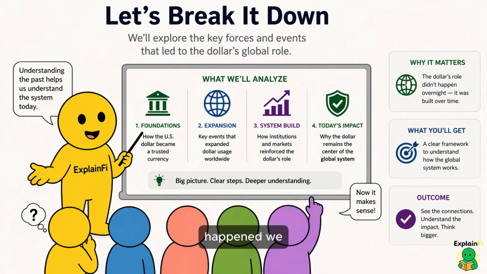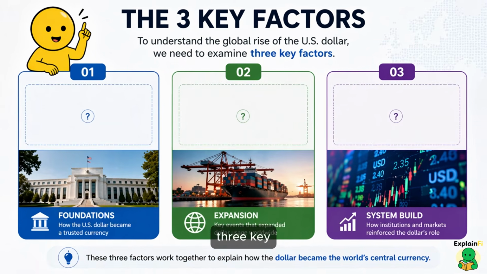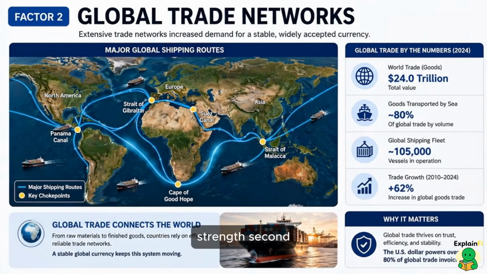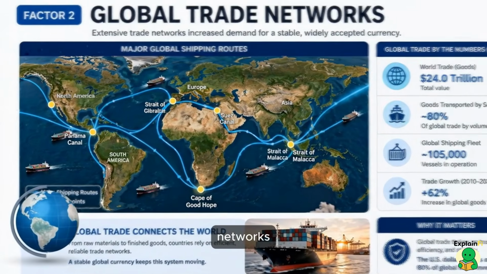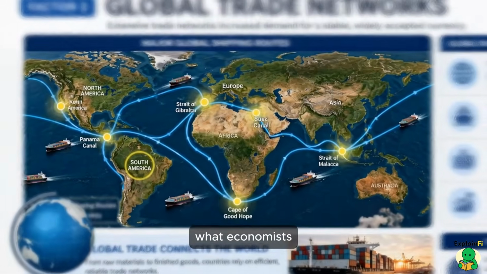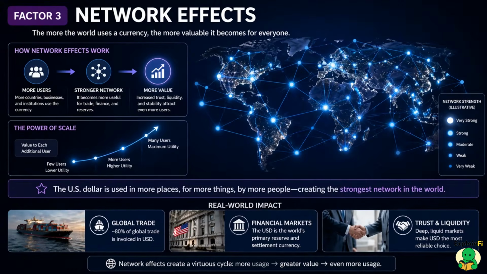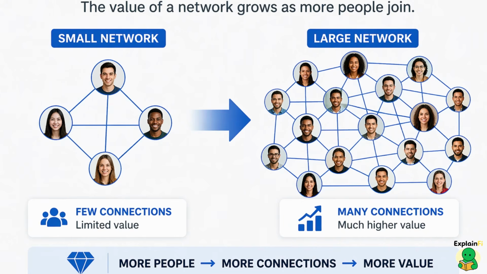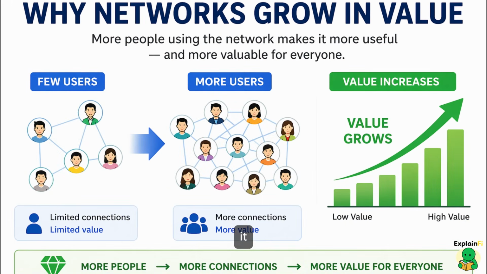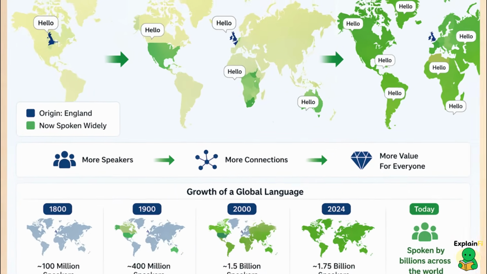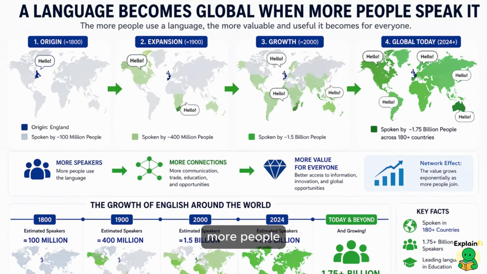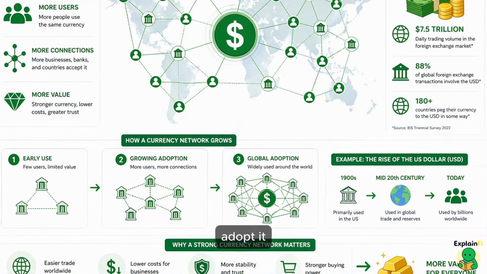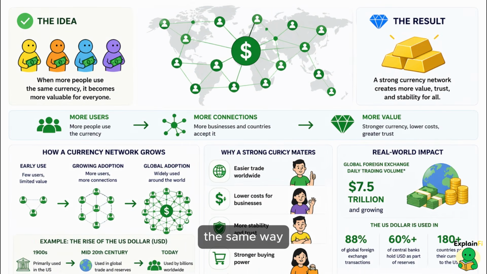To understand how this happened, we need to look at three key factors. First, economic strength. Second, global trade networks. And third, what economists call network effects. A network effect happens when a system becomes more valuable simply because more people use it. For example, a language becomes global when more people speak it. A technology becomes dominant when more people adopt it. Currencies can work the same way.